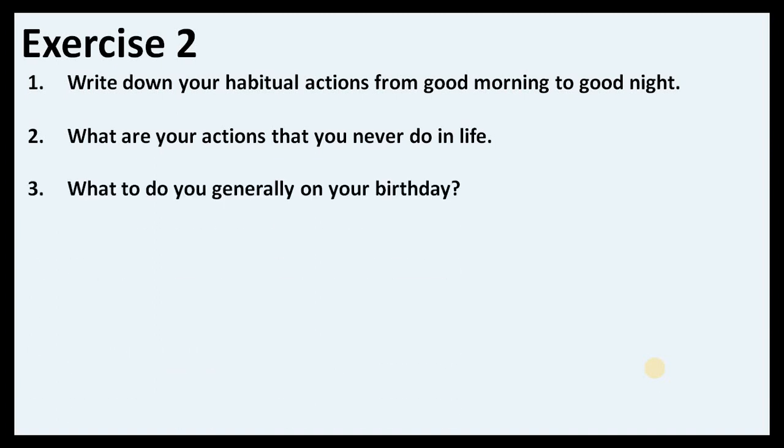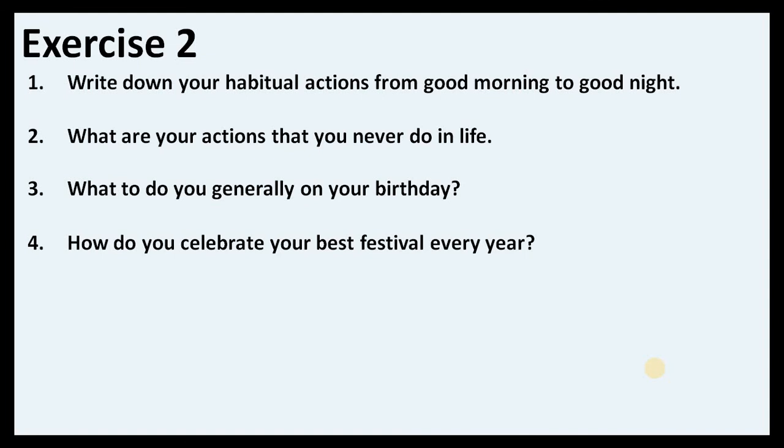you can speak better. What do you do generally on your birthday? When do you get up? After getting up, what do you do? So you can write step by step with the help of simple present tense, active voice, and then you will get ready to speak up. How do you celebrate your best festival every year? There is a series of actions, so you can write step by step, and these may be your regular actions or any repeated action for every year, and you can focus on this exercise and make the speech note to speak about it.